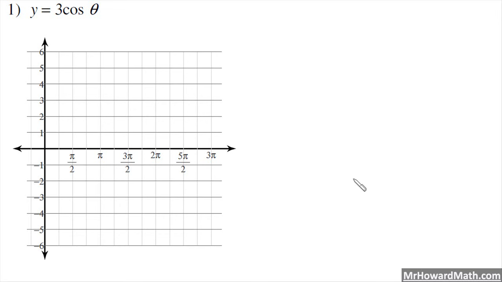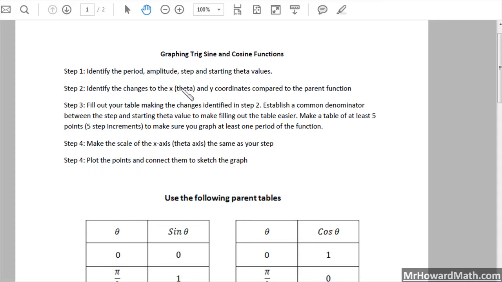This will be part 2 of graphing sine and cosine functions. If you haven't watched part 1 where we discuss all the major components, make sure you do that. Here in part 2 we're actually going to put that to use and start graphing some transformations. I will be referencing this sheet often. All of my students have this, and we'll be going through these steps.